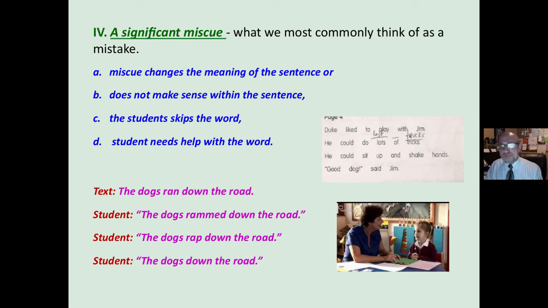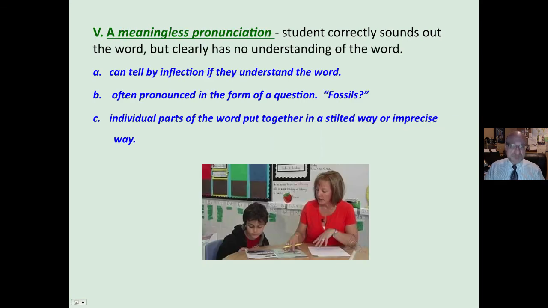A significant miscue, what we most commonly think of, is a mistake. The miscue changes the meaning of a sentence. It does not make sense. The student skips a word or needs help. "The dogs ran down the road." "The dogs rammed down the road." That is a significant miscue.